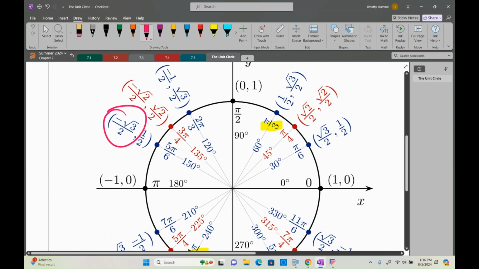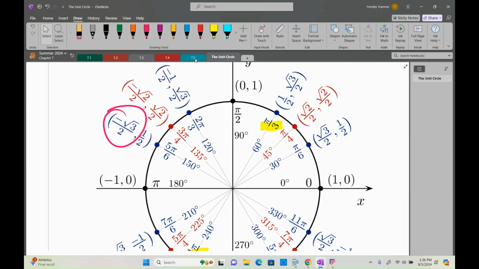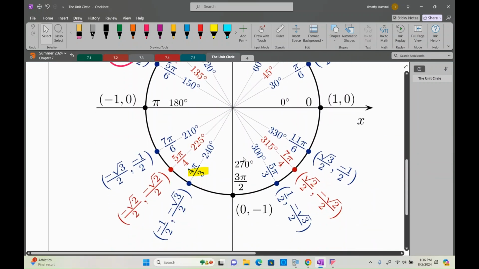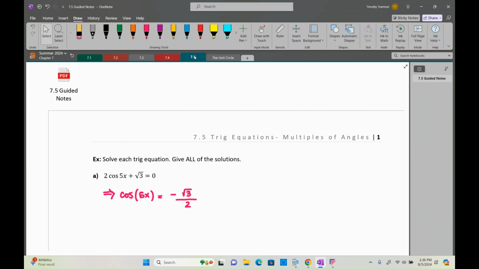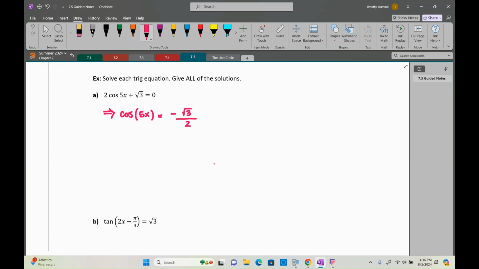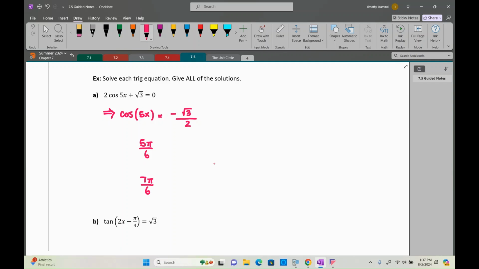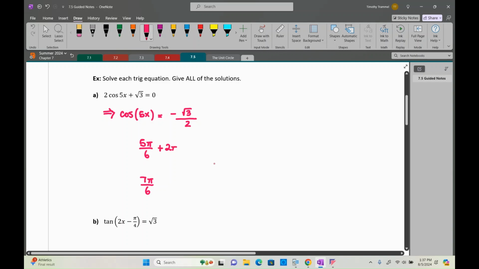So here's one spot. And here's our other one right here. So we have 5 pi over 6 and 7 pi over 6. These were the two that we were looking for. And it's not just these angles that make cosine minus the square root of 3 over 2. It's anything that's coterminal with them.